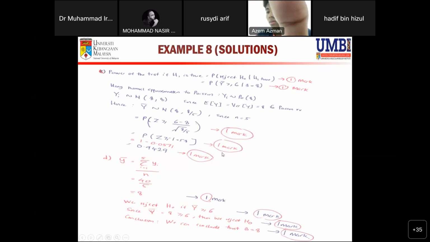You get another mark. Then to obtain the power of the test, you need to use this form, which is 1 minus 0.0571. So you obtain the power of the test as 0.9429. Okay, so it's 1 minus the probability of z less than or equal to minus 1.58 here, which is given by 0.057. So the power of the test will be around 94.29%, which is very close to 95%. So the power is adequate, or it's very high.